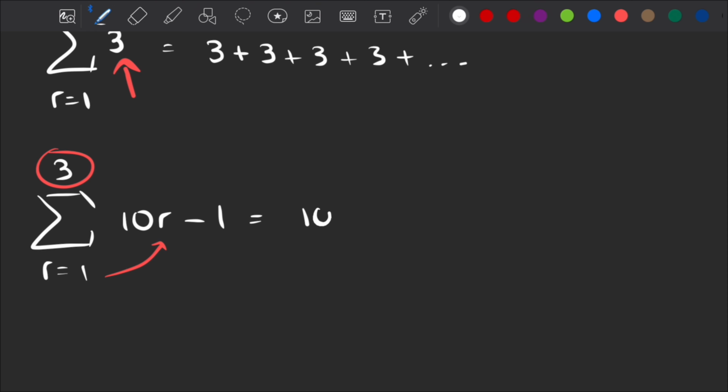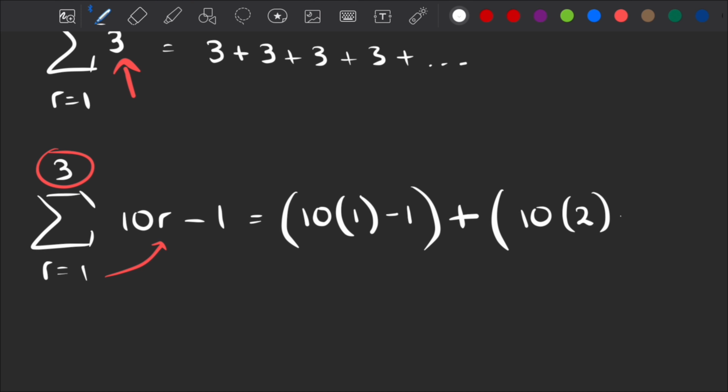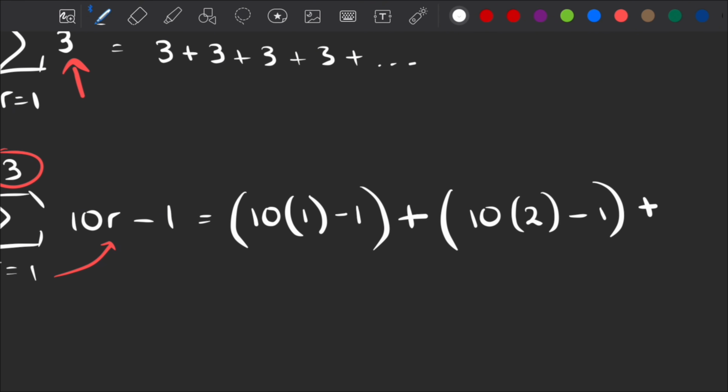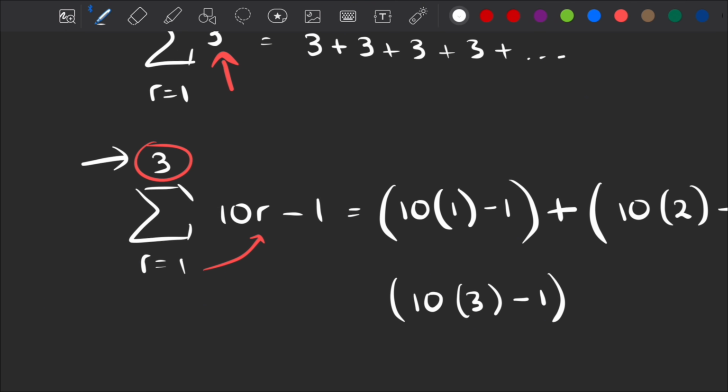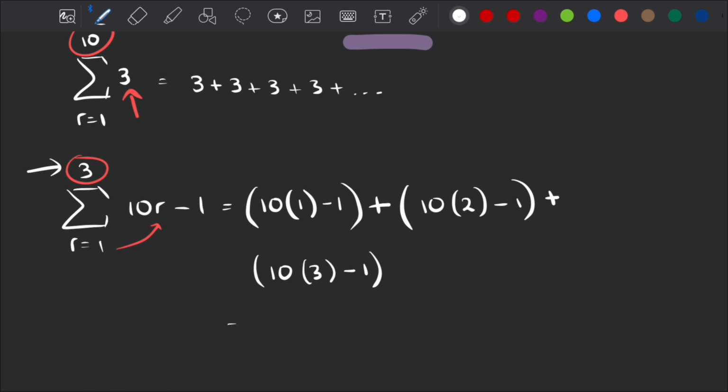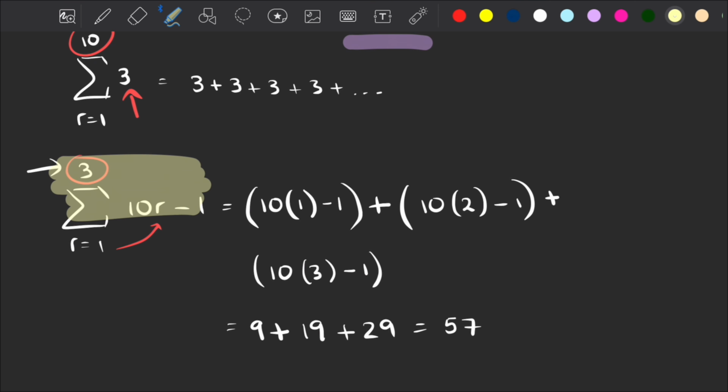So plugging in r equal to 1, I have 10 times 1 minus 1 plus, now I'm going to do 10 times 2 minus 1 because we've moved on from r equals 1 to r equals 2. Then I'm going to add 10 times 3 minus 1 because that is the last value of r and that's where we stop. So evaluating this, we have 10 times 1 minus 1 is 9, 10 times 2 minus 1 is 19, 10 times 3 minus 1 is 29, so this equals 57. So the value of this sum is 57.